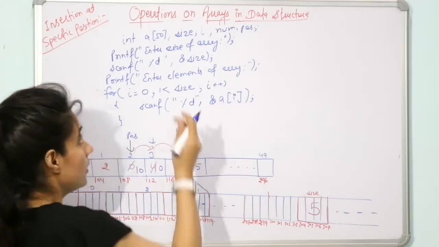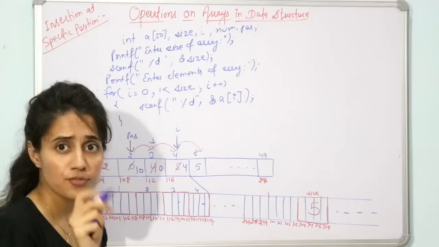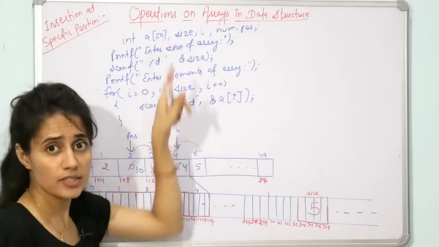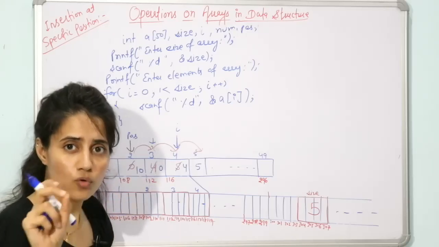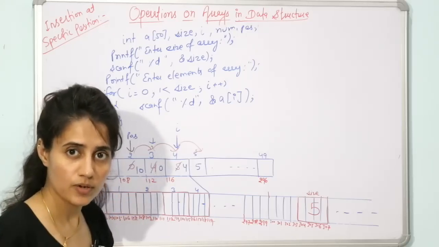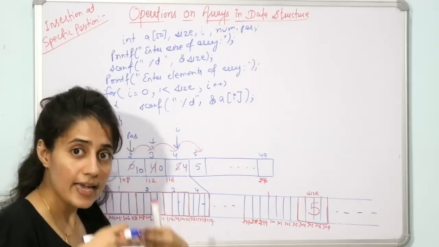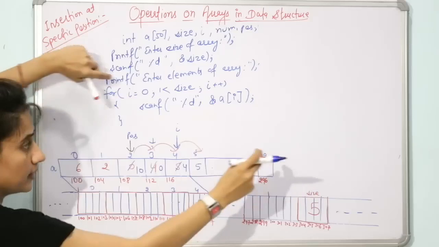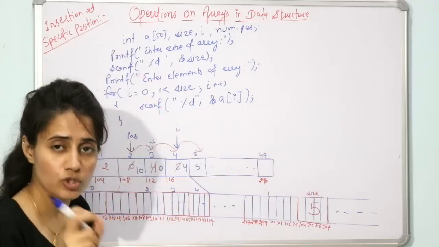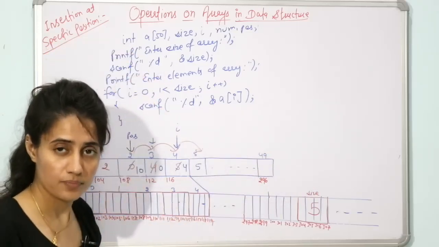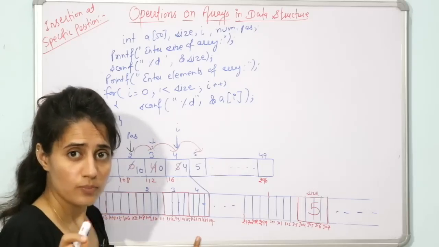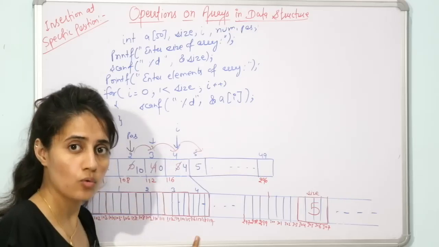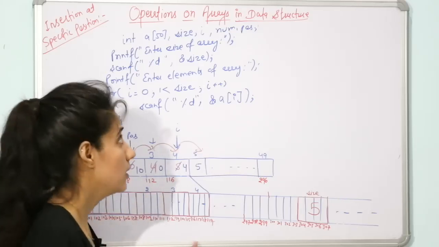Fine. So after the scanf, you will write if size is greater than 50, then you will print overflow condition, you cannot insert. And after that, in the else block you will write the rest. This is how we are going to check the upper bound of the array, because I have told you there is no concept of bound checking of arrays in C. So the programmer has to write the code itself for checking the boundaries.